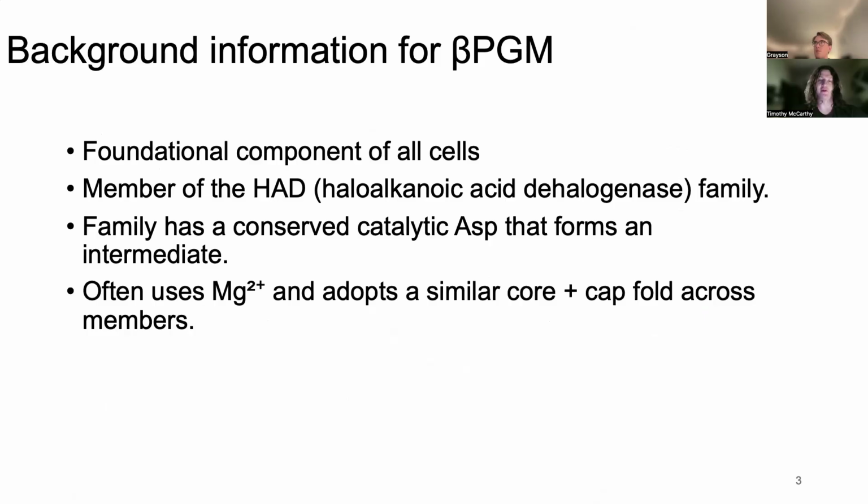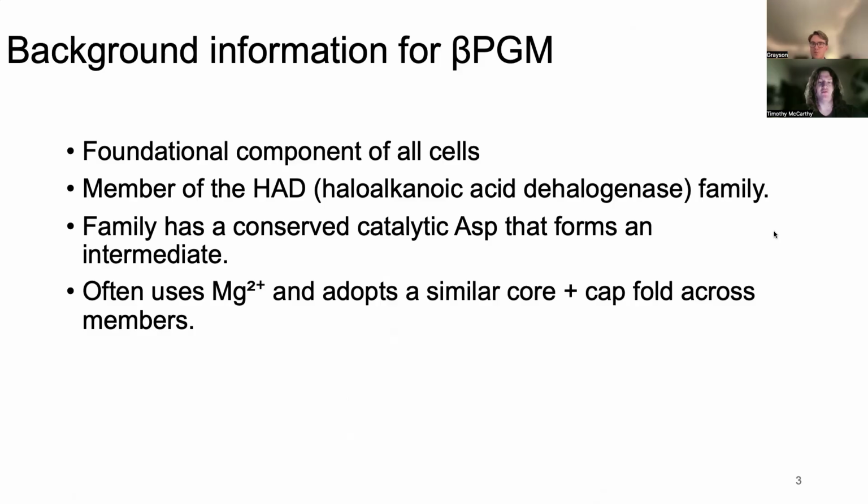Background information for beta-PGM. The enzyme we will be focusing on in particular is beta-PGM, and it has been recognized as a fundamental component of cells. It is essential to energy metabolism in all cells and particularly to the synthesis of bacterial cell wall polysaccharides. There are two classes of PGMs, alpha and beta. These classes describe their specificity for the alpha and beta forms of glucose 1-phosphate.